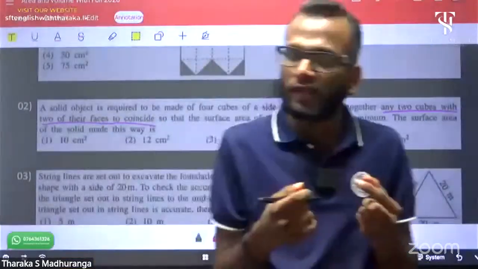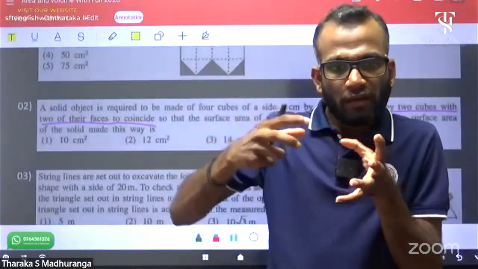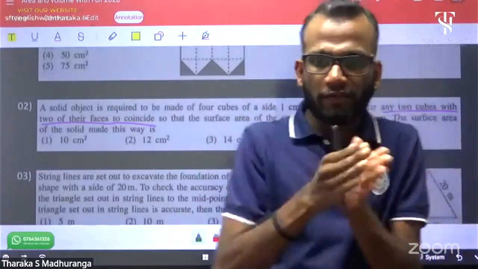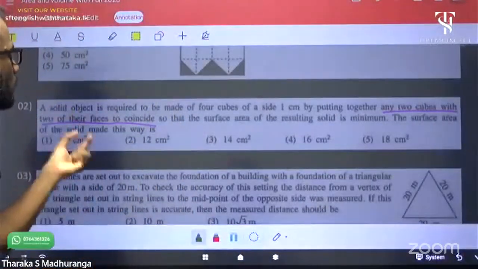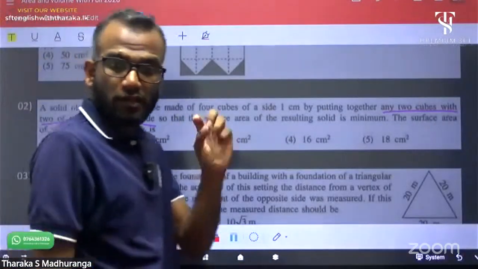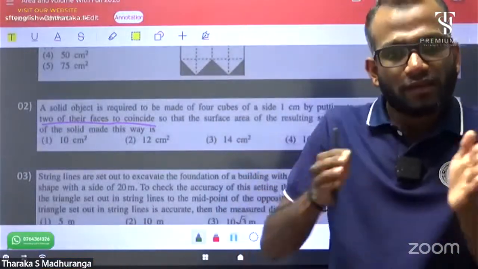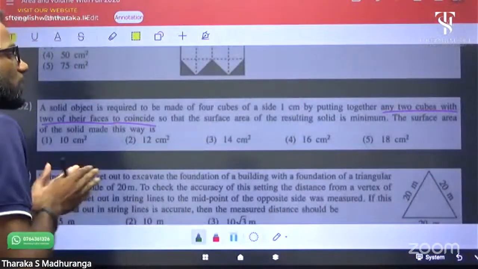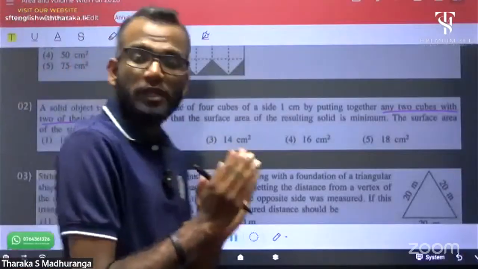What's the meaning of coincide? We discussed it in the measurement lesson. Coincide means contact, right? Two sides of each cube coincide with each other. At least 2 faces are in contact, so that the surface area of the resulting solid is minimum.